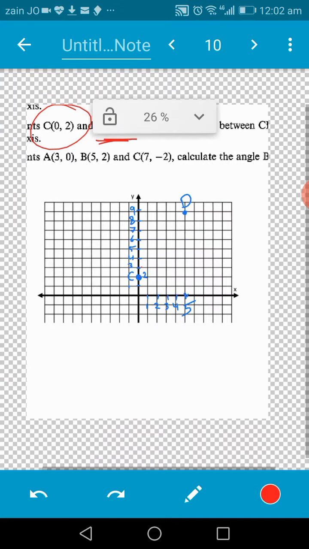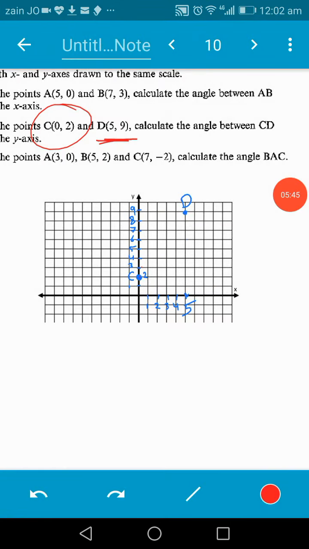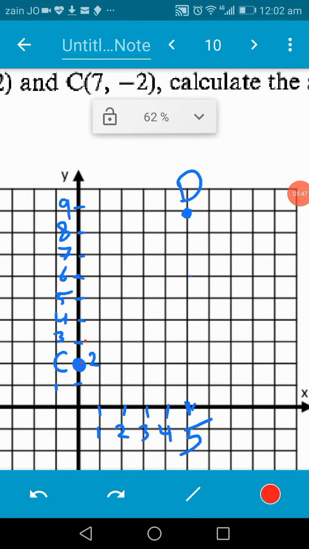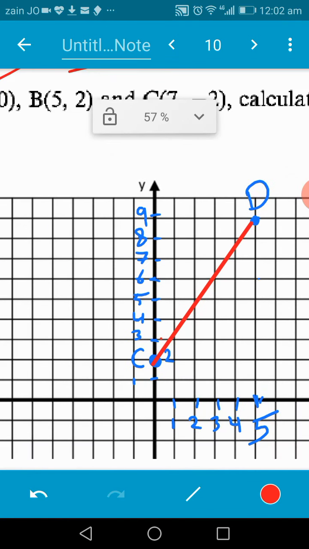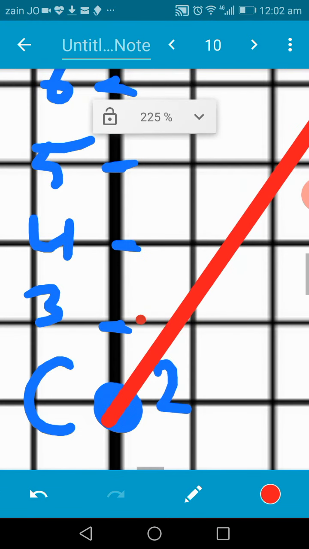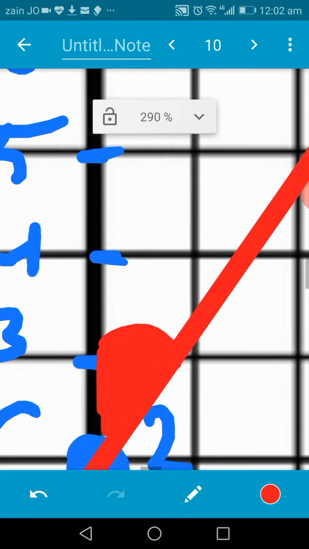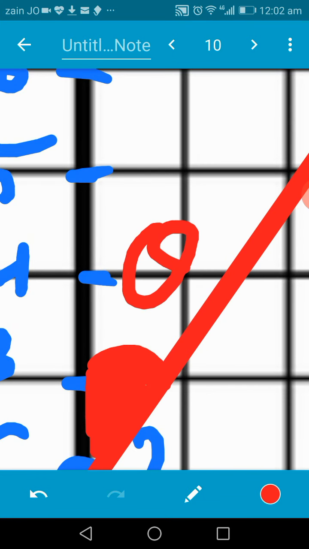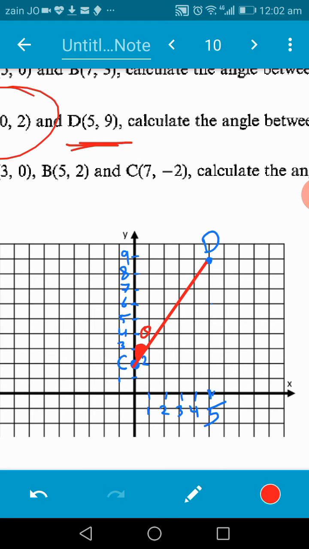So you need to connect CD. Connect C and D. This is CD. And the y-axis. So which angle do you have to find? We need to find this angle between CD and the y-axis. So this angle is called theta. So now we just need to find theta.